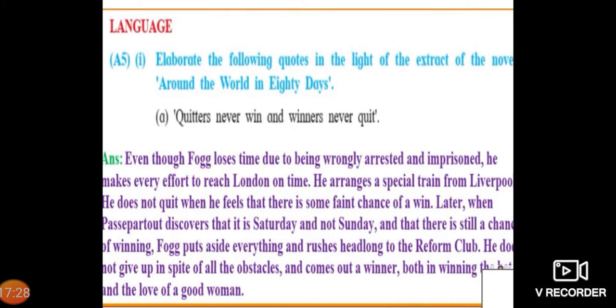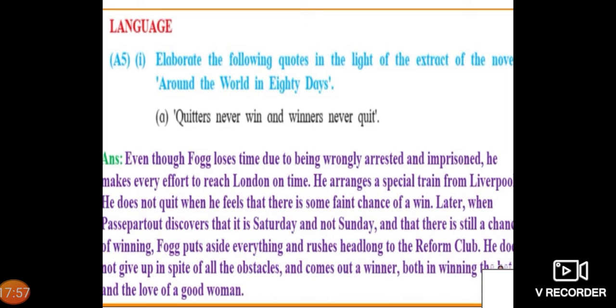Language. Let us first elaborate the following quotes in the light of the extract of the novel Around the World in 80 Days. A. Quitters never win and winners never quit. Answer. Even though Fogg loses his time due to being wrongly arrested and imprisoned, he makes every effort to reach London on time. He arranges a special train from Liverpool. He does not quit when he feels that there is some faint chance of a win.